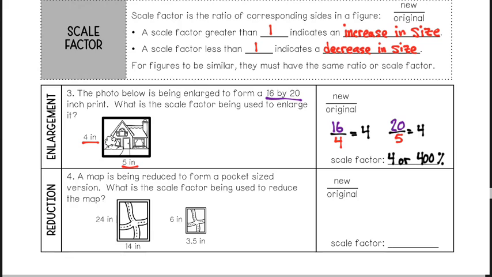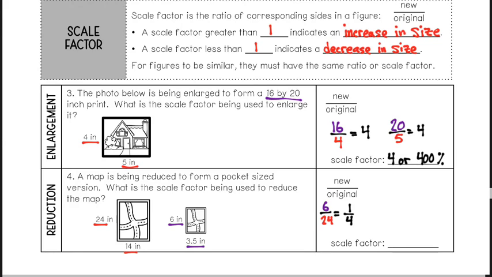So I start out with my new numbers, which in this case I have 6 and 3.5 as my new numbers, and that means 24 and 14 are my old numbers, and I do new divided by old, or new divided by original, to get my scale factor. So I take 6 and divide it by 24, because those are the corresponding sides. We can look at the map, it's on the same side as that on the bigger one. And when I divide it out, I'm going to get a decimal, or the fraction 1/4.